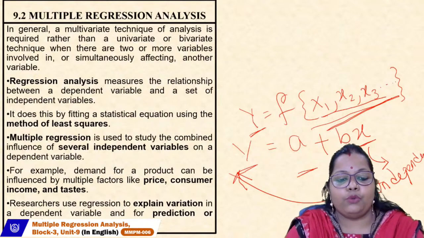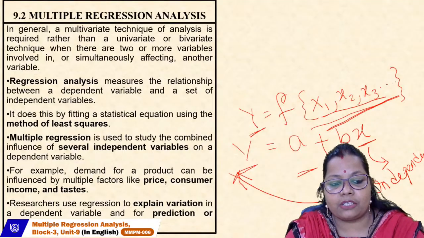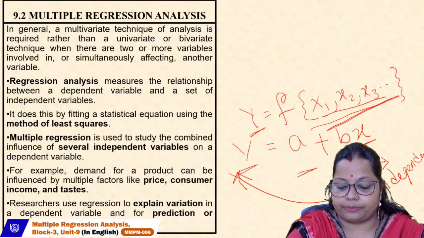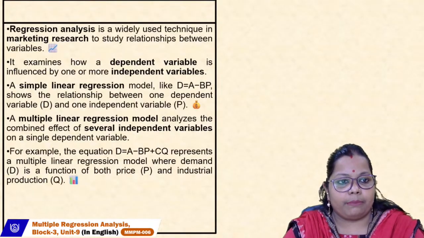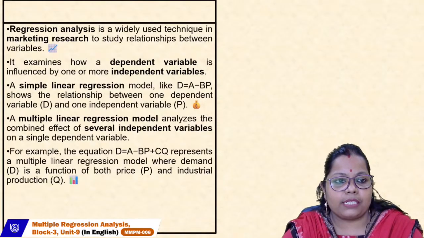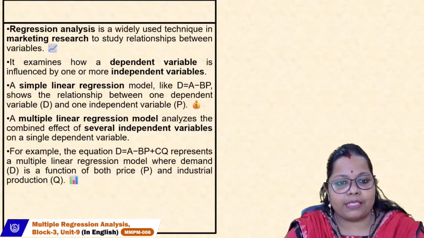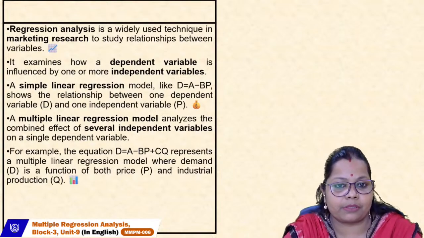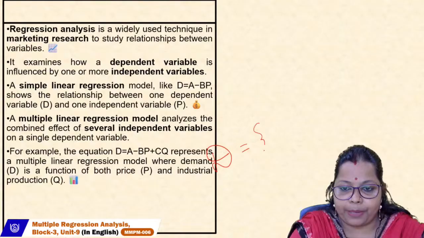So researchers use regression to explain variation in a dependent variable and for prediction, or you can say forecasting, of the same dependent variable. It's a widely used technique in marketing research. As we know, it is a tool of prediction, and it also helps us find the relationship between variables. The second thing is, it examines how a dependent variable is influenced by one or more independent variables. As we are seeing, demand was impacted by whom?